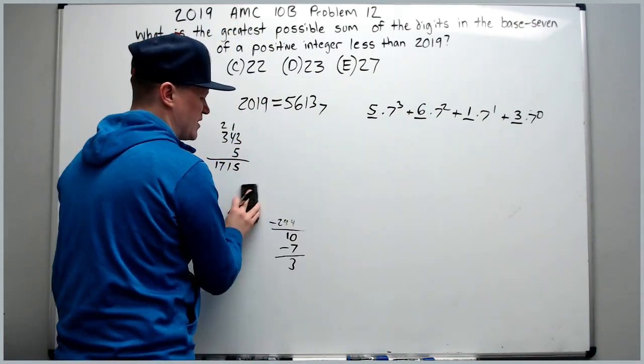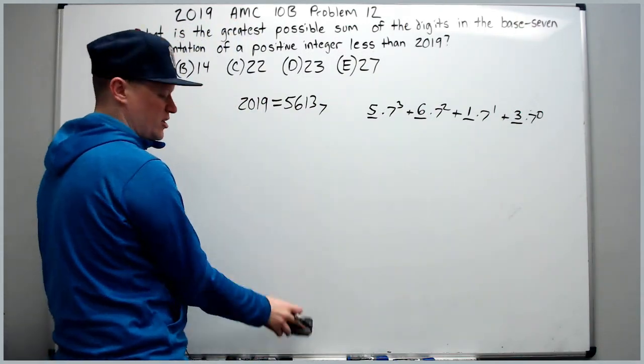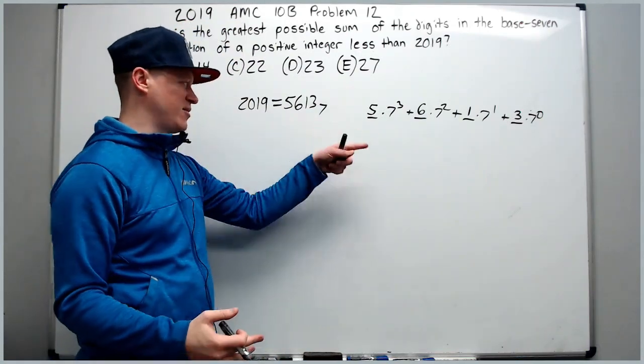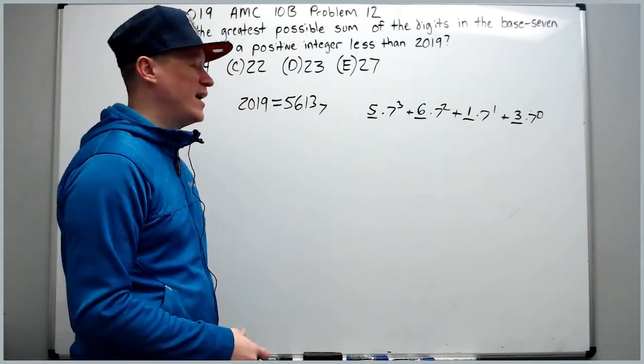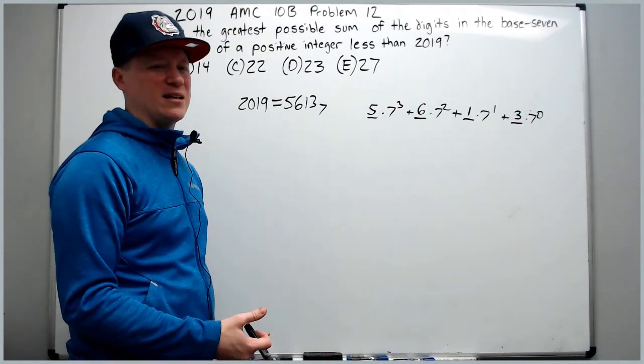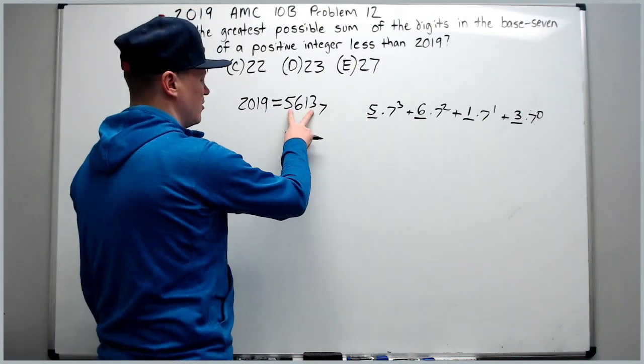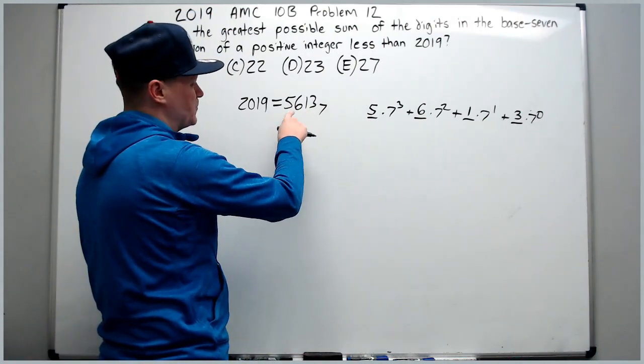This problem is basically a knowledge check on number 12. You either know the concept of how to convert to a different base or you don't. And if you know it, you're probably going to get it right. And if you don't know it, you're probably not going to get it right. So it's good to understand this stuff.